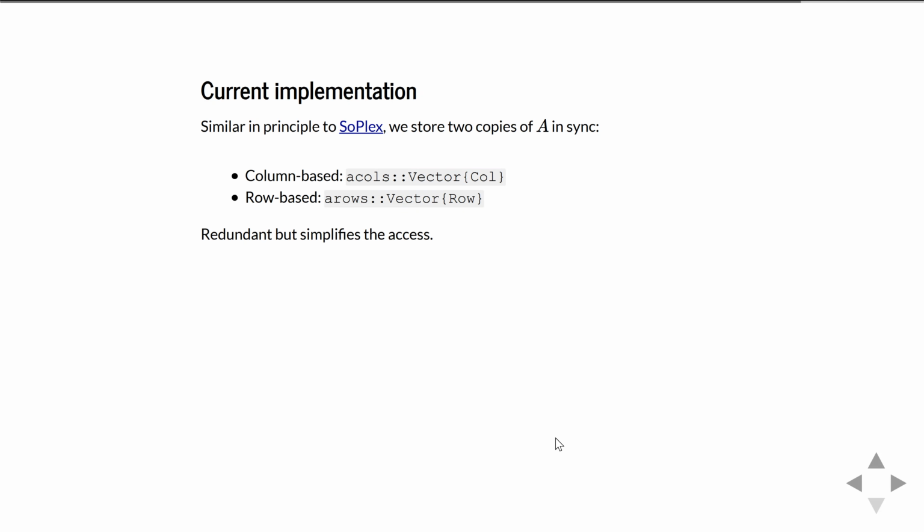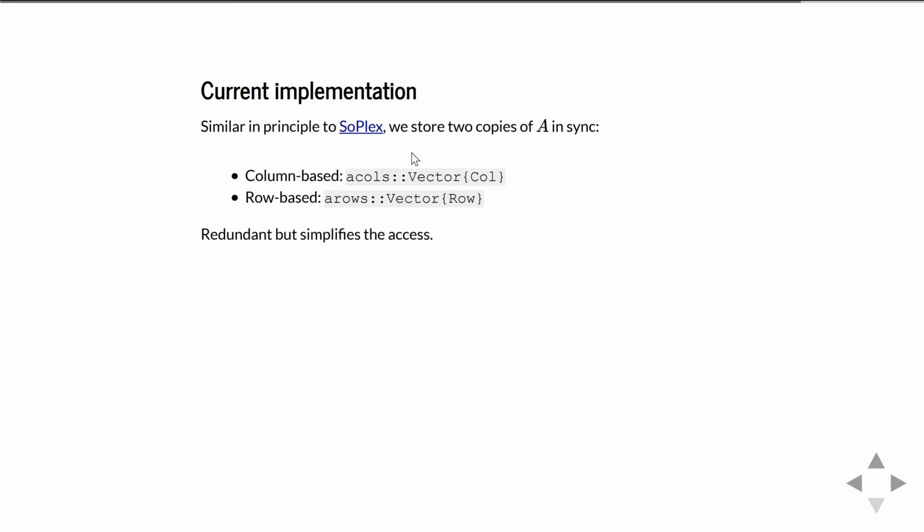The first copy is column-based, so it's essentially a vector of columns. The second copy is a row-based data structure, so it's a vector of rows. Now if you want to go row by row, you just access A through A rows. If you want to go column by column, you access it through A cols. It's redundant, so it uses twice the memory you would need, but it's way simpler for accessing things and making things efficient.